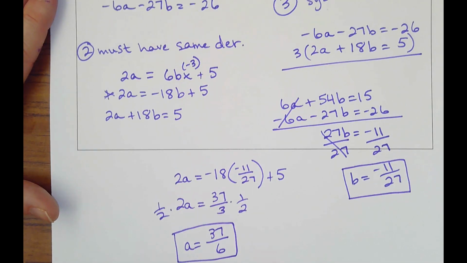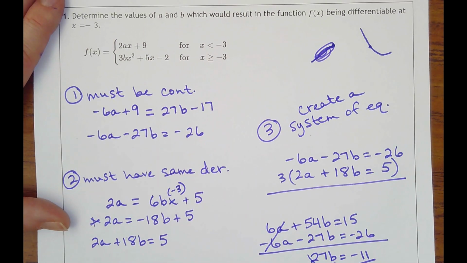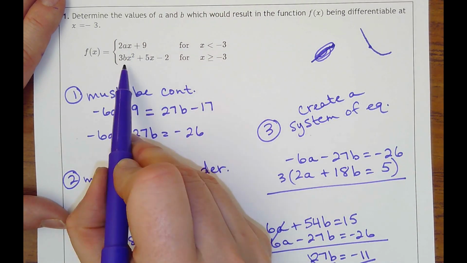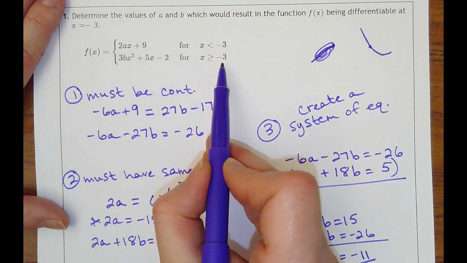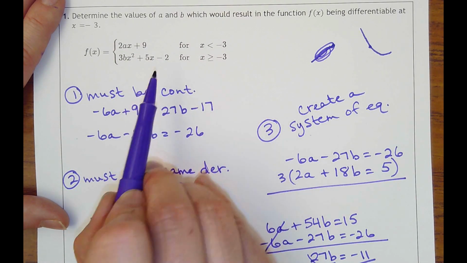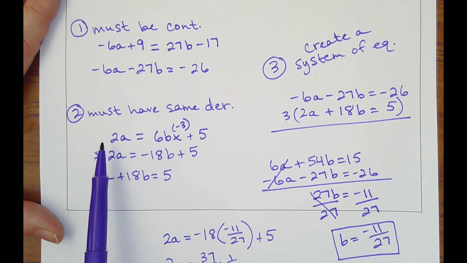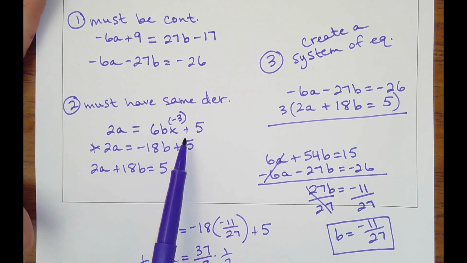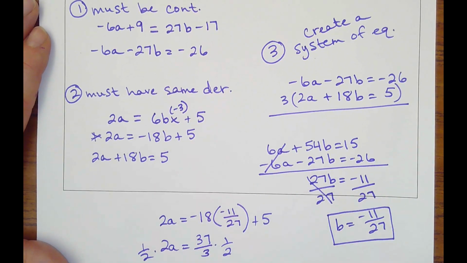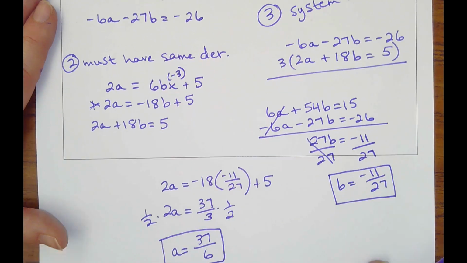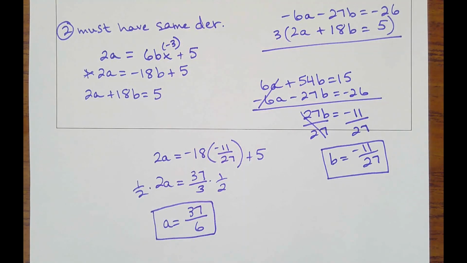So again, your steps are to make it continuous, where you set just the normal functions equal to each other by plugging in the x. Then you'll have just A and B in it. Then take the derivative of the originals, set them equal to each other, plug in x. So you have just A and B, and then create a system and use elimination to solve for one of the variables, and then plug it into one of the equations to solve for the other variable.